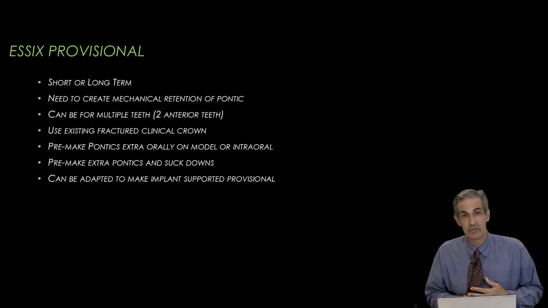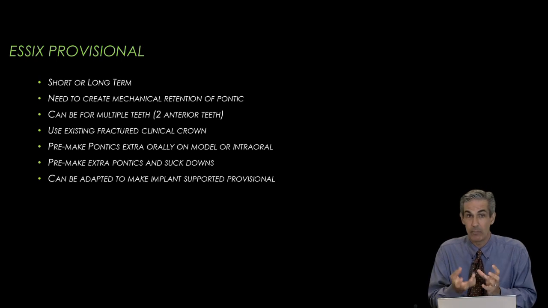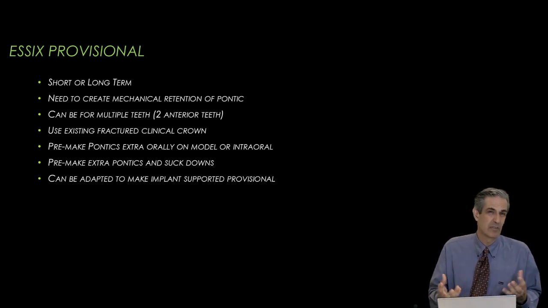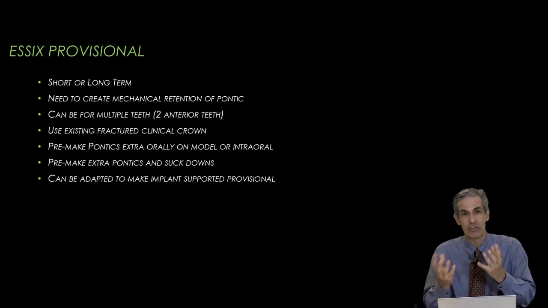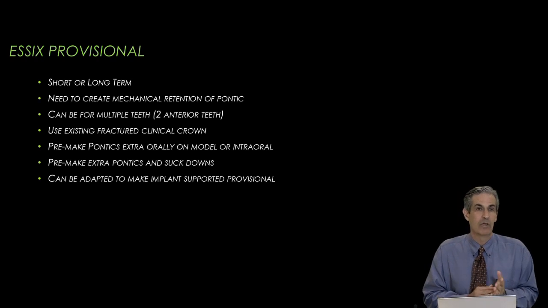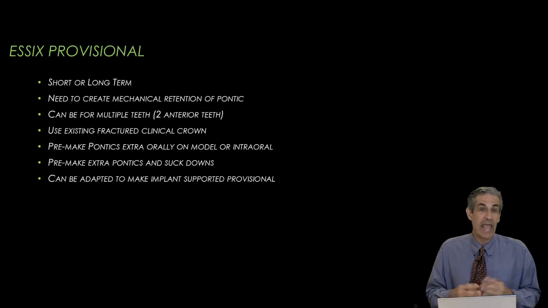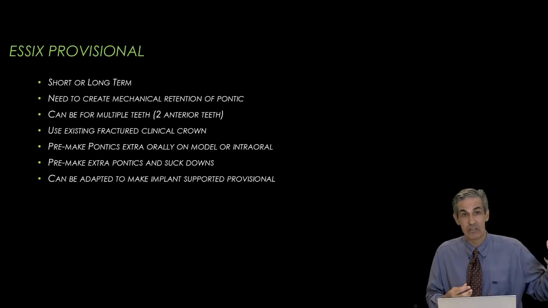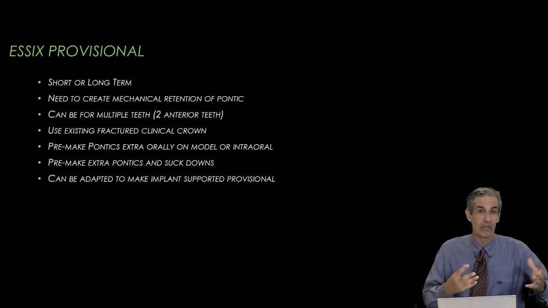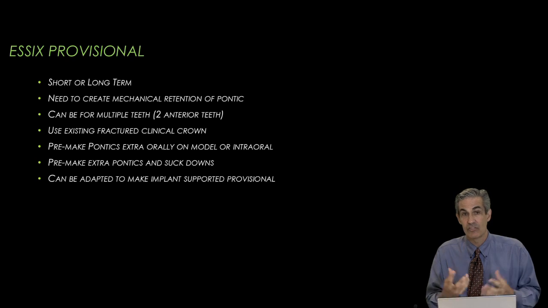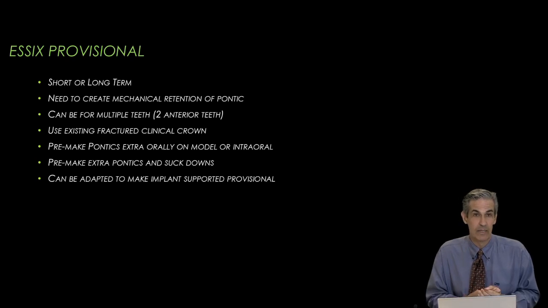We do need, in terms of just practicality of making this device, to create some mechanical retention of the pontic. It can be multiple teeth. We haven't done one really for more than 2 anterior teeth. We use existing fractured clinical crown. I'll show you an example of that. We can pre-make pontics extraorally on the model or intraorally. We can pre-make extra pontics and the suck downs just in case the patient loses one, so if they're off somewhere they have that kind of comfort zone of having something to fall back to.